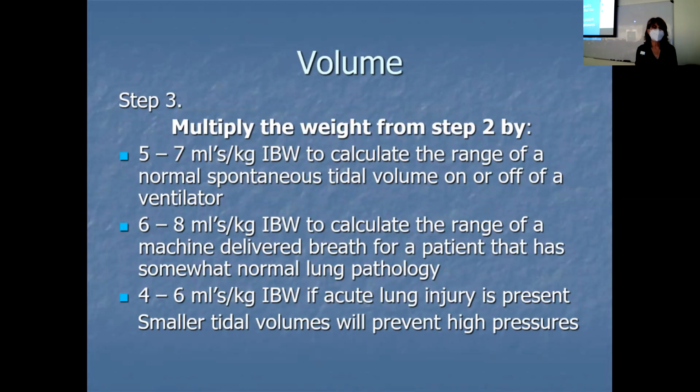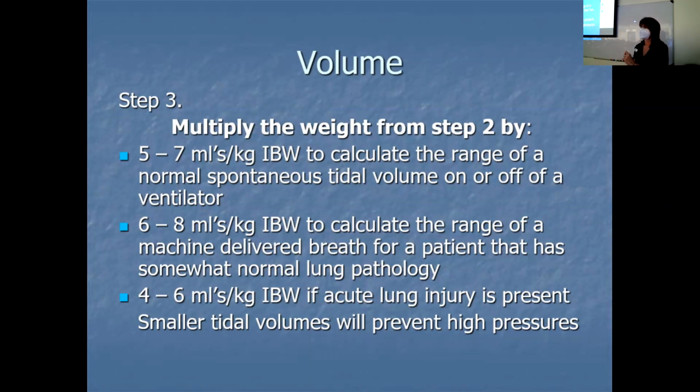All right, so let's figure out how much volume we would use if we're going to put you guys, not put you on a ventilator. First, you're breathing spontaneously. What are your tidal volumes? So you've got your ideal body weight in kilograms. Multiply that number by 5 mLs per kilogram. And that's going to be your normal tidal volume.